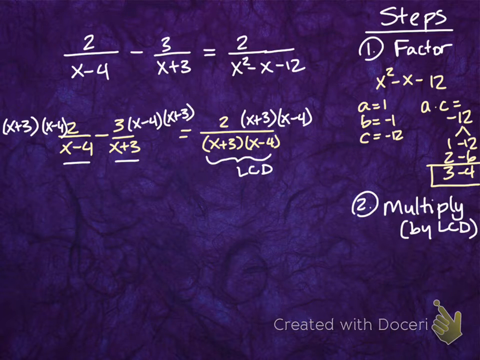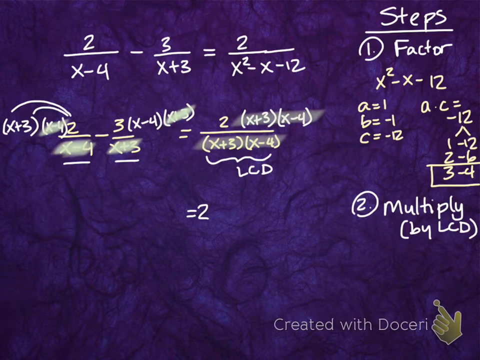Okay, so everything on the right side cancels, and we're left with a 2. On the left side, from this term, our x plus 3 goes away. From this one, our x minus 4 goes away. So now we're going to distribute. Let's do this one first. We have 2 times x, 2 times 3. So we have 2x plus 6.